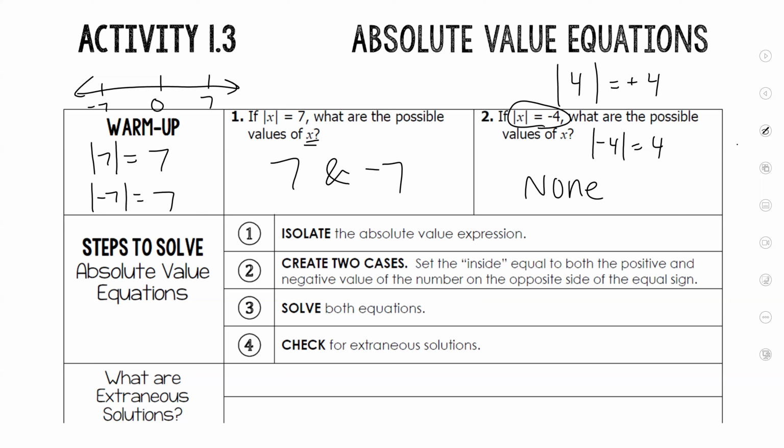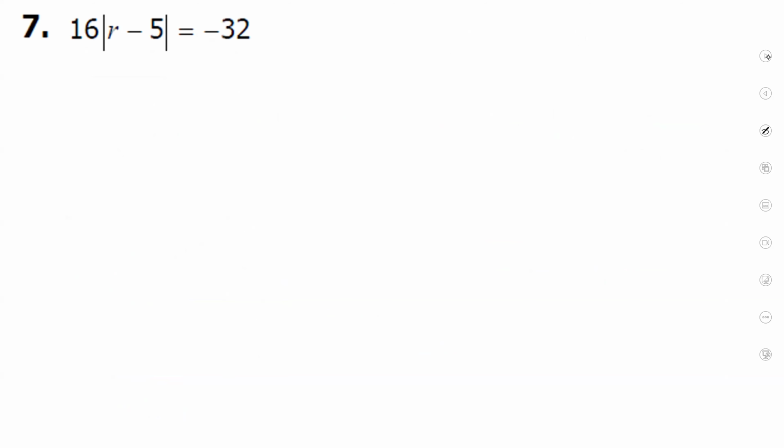So keep this in mind. We're going to come back to this idea. Let's look at steps on how to solve an absolute value equation. First, you're going to isolate the absolute value equation. So let's go to an example. Actually, sorry, I'll do an easy one. Let's just do number 1.